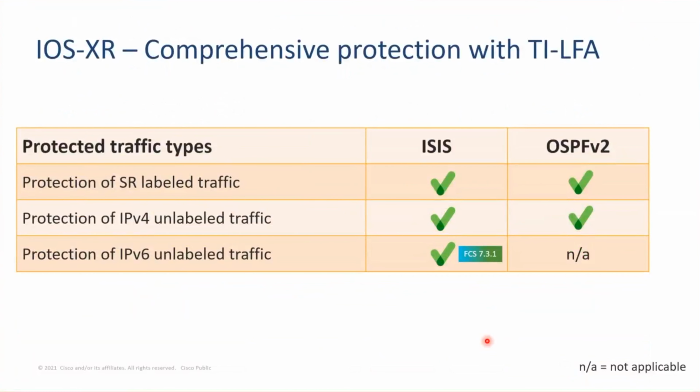So if you look at our comprehensive support for TI-LFA, there are many traffic types that can be protected. Obviously, segment routing label traffic, so the prefix or label prefixes advertised in ISIS or OSPF. Almost from day one, we had support to protect IPv4 unlabeled traffic, and that is shipping for ISIS and OSPFv2. And what we're introducing on 7.3.1 is IPv6 unlabeled traffic with ISIS. Obviously, this is not applicable for OSPFv2, as OSPFv2 only supports IPv4 routing.